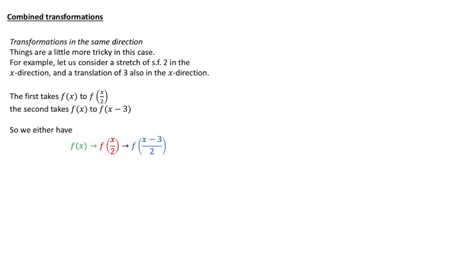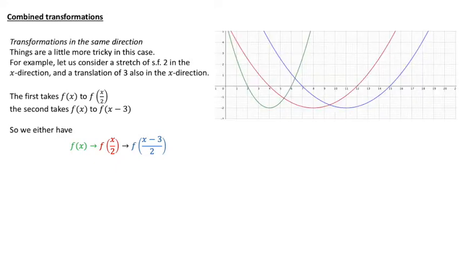And so that means we either have f of x going to f of x over 2 and then going to f of x minus 3 over 2, and that looks like this. The green curve is stretched by a factor of 2 away from the x equals 0 line, and then is shunted along by 3 in the positive x direction, because that's the way we're translating. Of course, as a transformation, it's written as f of x minus 3.